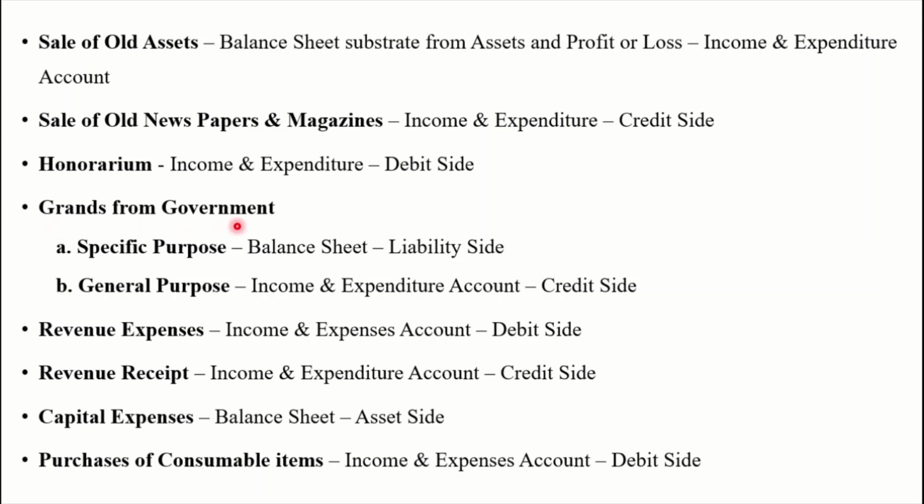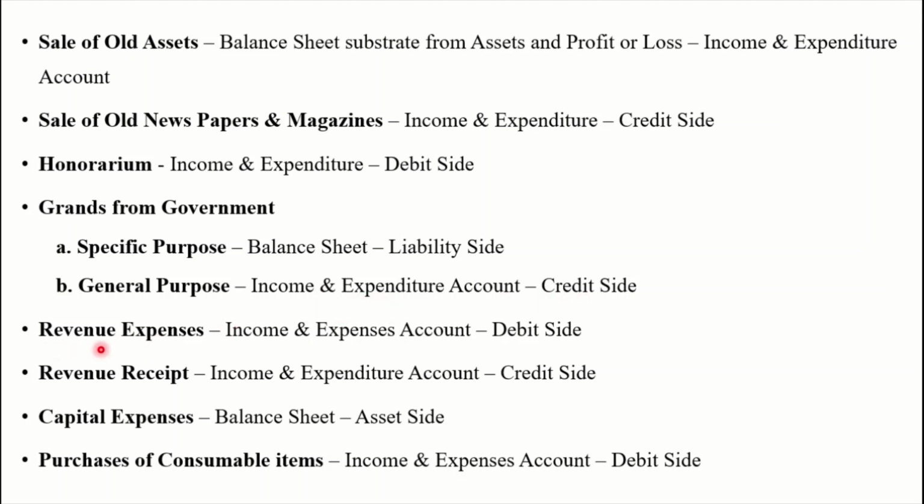Grants from government. This is a major source of fund for the non-trading organization. Grants from government are of two types: special purpose and general purpose. If the grant is given for a specific activity, we record it on the liability side of the balance sheet. And if a general purpose grant is given by the government to the organization, we treat it as income and record it on the credit side of the income and expenditure account.